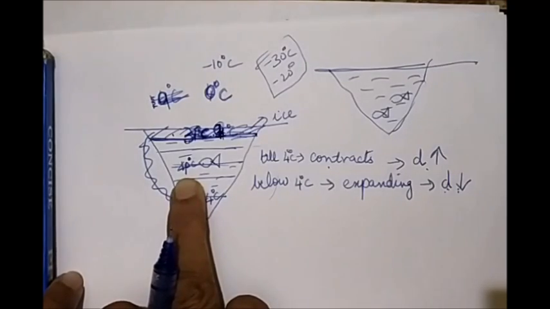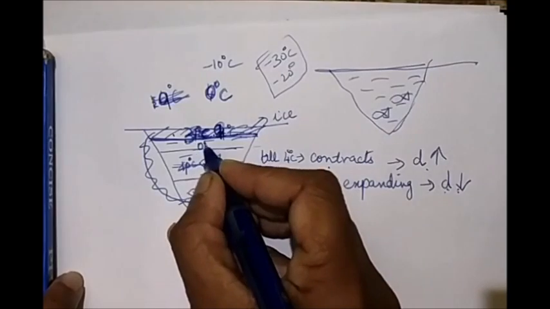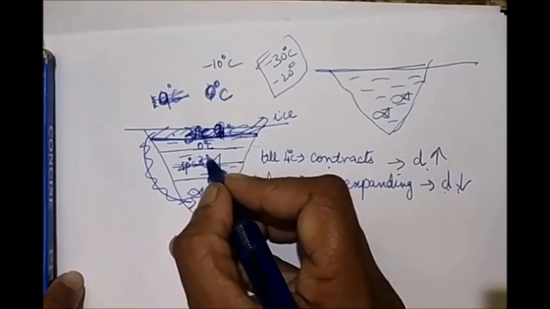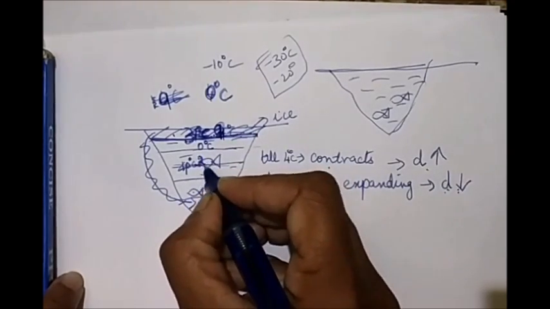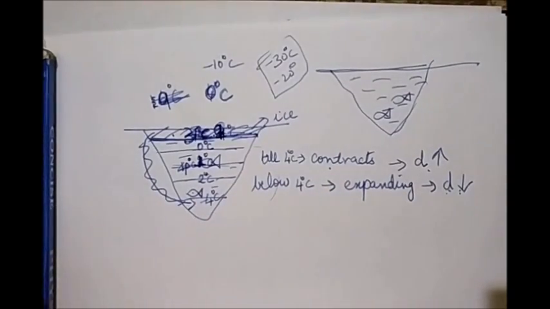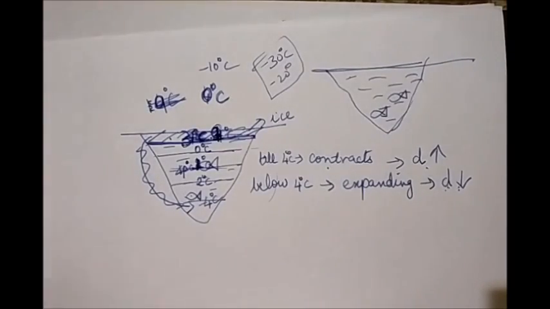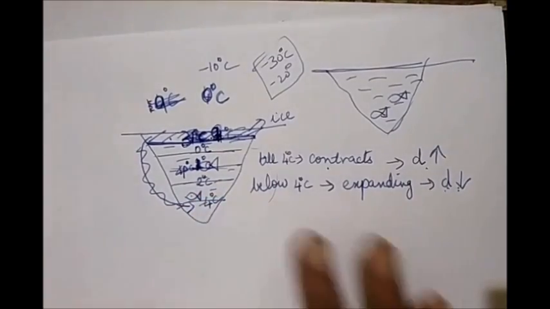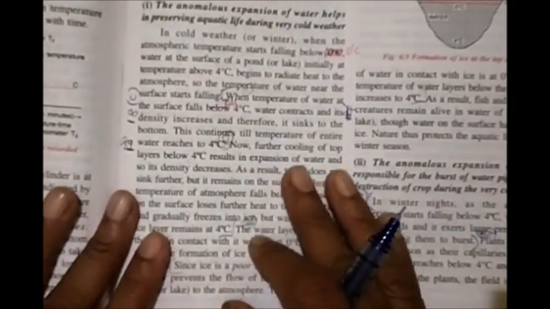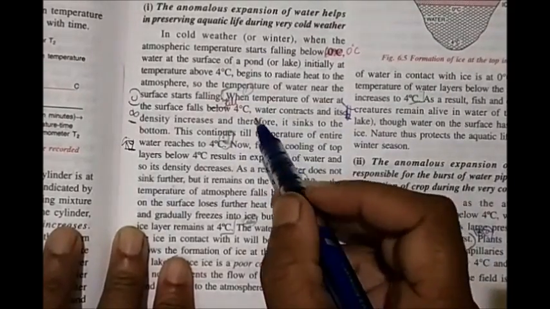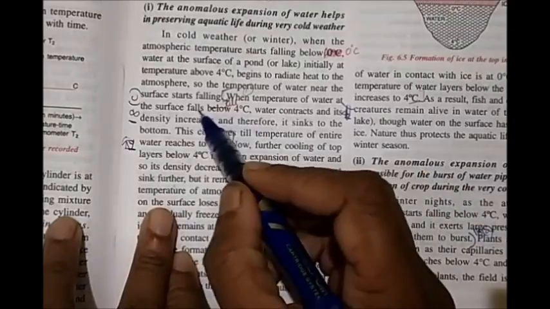So, this is what happens. Maybe the layer that is close to the ice might reach 0, but as you go down, maybe 1 degree, then 2 degrees, then 3 degrees, like that, but the lowermost layer will be 4 degrees Celsius. So this is how aquatic animals are preserved, because the temperature inside will always remain at 4 degrees Celsius. It will not go below that. Now this is a very important question that keeps coming often. So it's good if you understand it better. The explanation actually starts here, you can read the whole thing. For the answer, it will start from here.